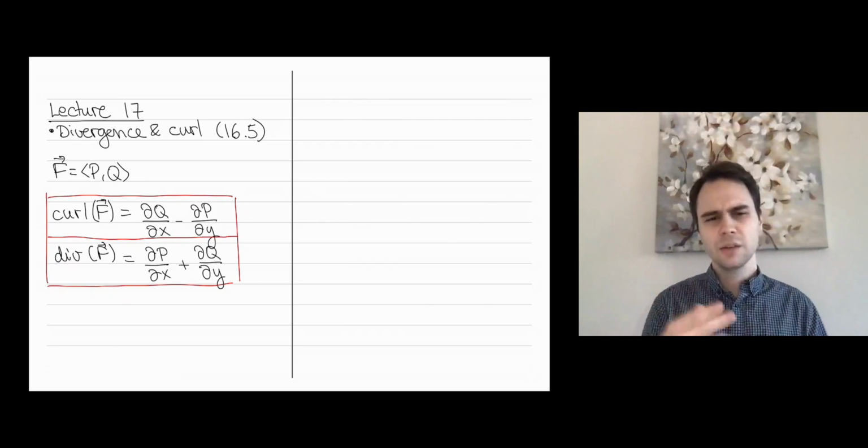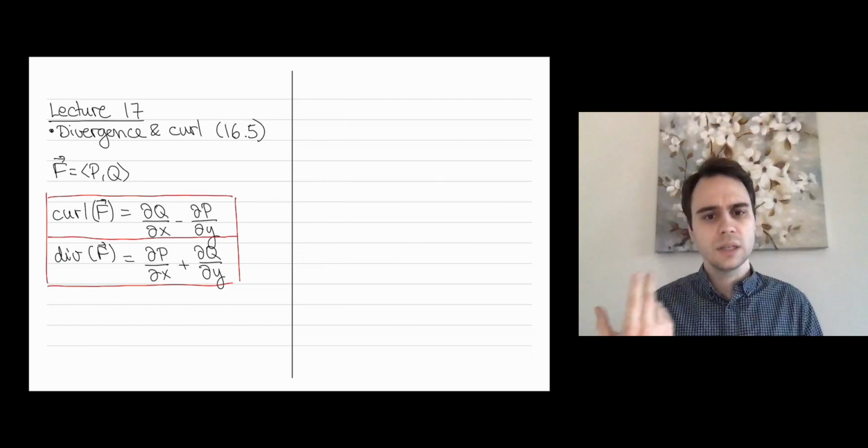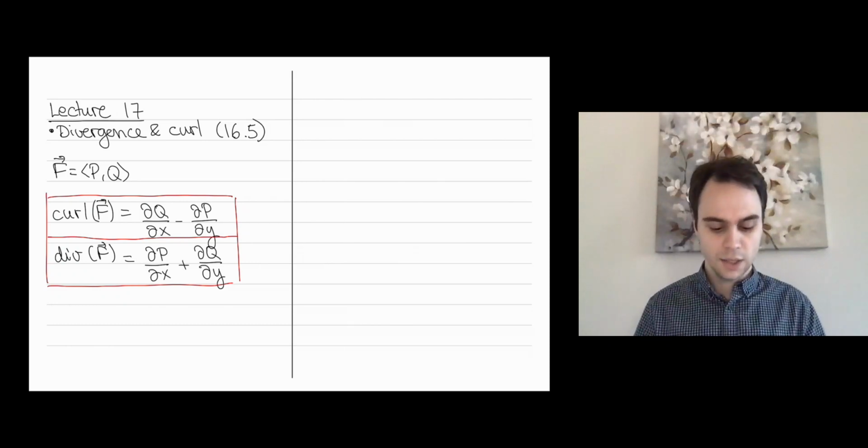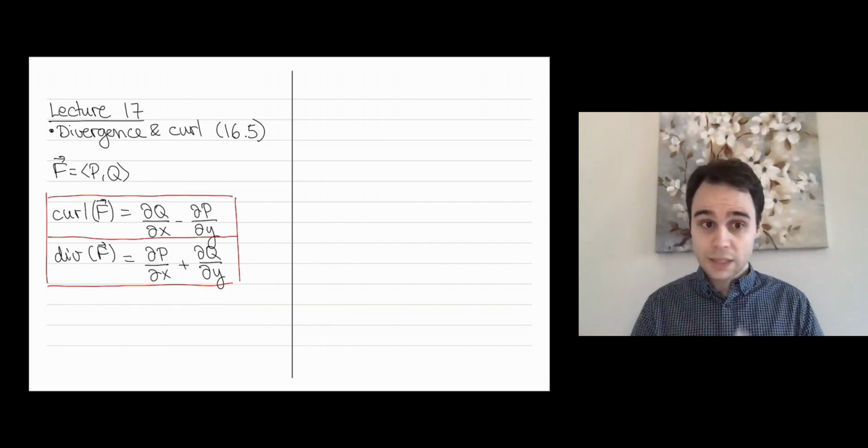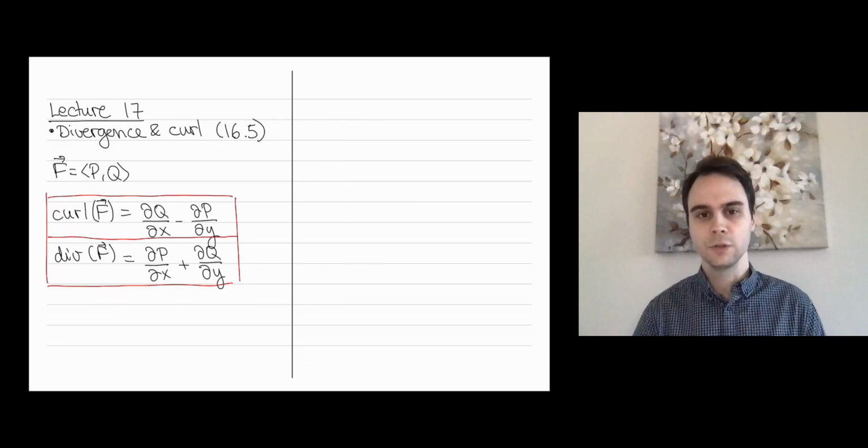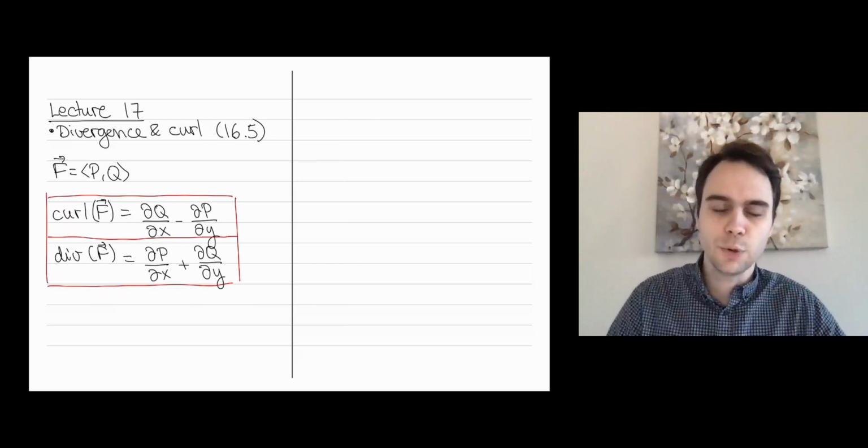If the number is positive, it's rotating in the counterclockwise sense. If it's negative, it's rotating in the clockwise sense. And so precisely, the curl gives you 2 times the angular velocity of the fluid at each point, right?